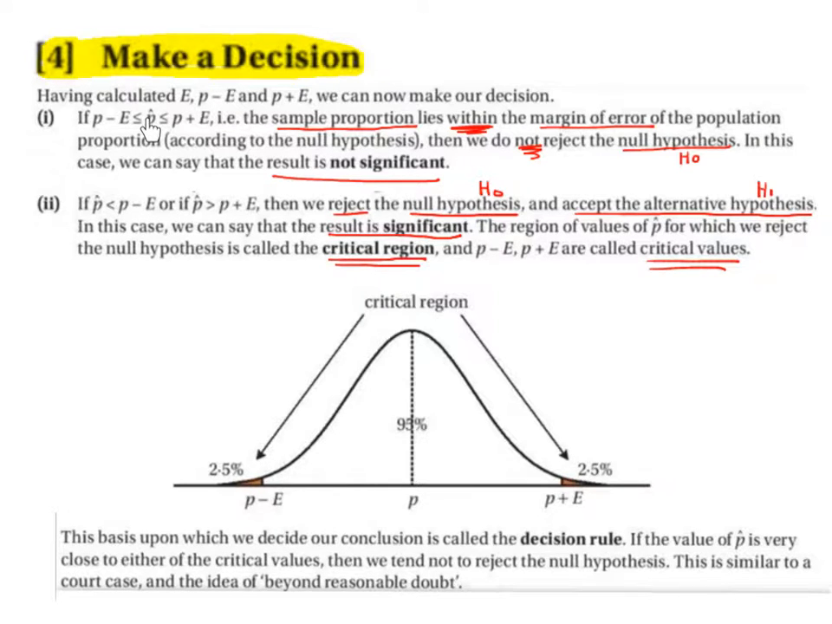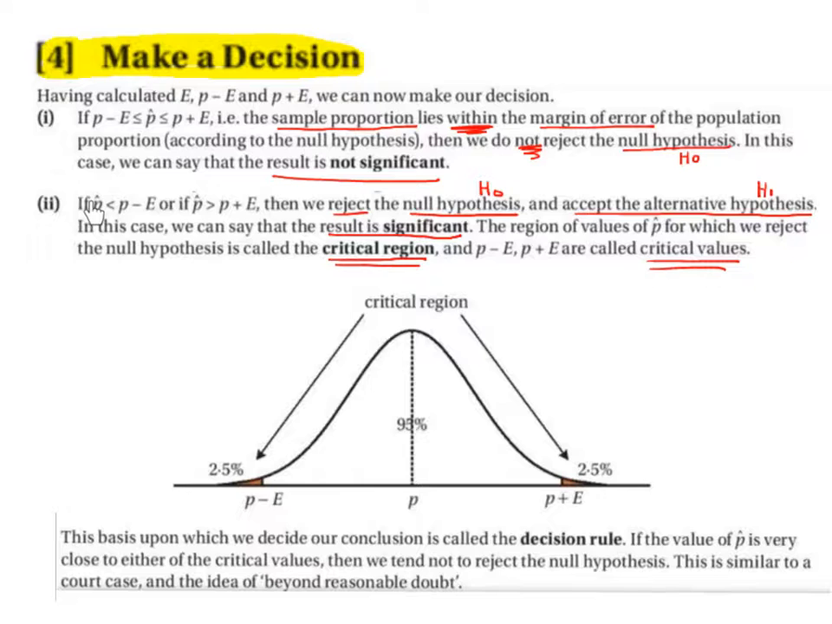If p hat is greater than or equal to p minus E, and less than or equal to p plus E, i.e. the sample proportion, p hat, lies within the margin of error of the population proportion according to the null hypothesis, then we do not reject the null hypothesis, H0. In this case, we can say that the result is not significant.